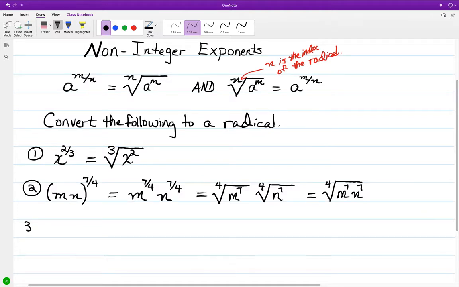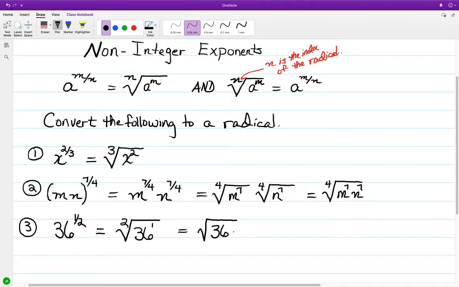Now, let's say we have an integer, 36 raised to the 1/2 degree. So m is 1, n is 2. For the nth root of a to the m, we have the 2nd root of 36 to the 1st. Typically you will not see the index number 2 in many samples because the 2nd root is just in reference to square roots. So we have the square root of 36, and that is equal to 6.